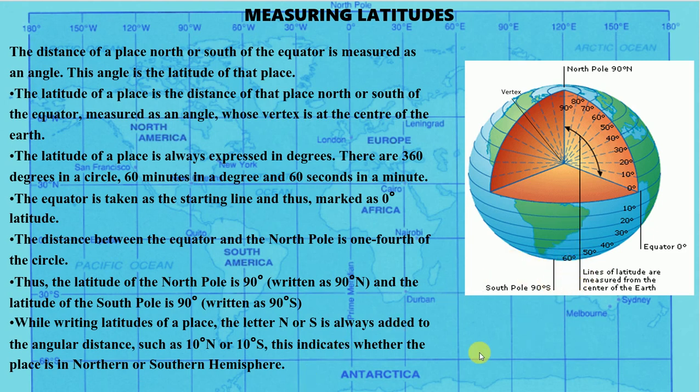Okay, while writing the latitude of a place, the letter N or S is always added to the angular distance. If we are writing 10 degree to the north of the equator, we have to write it as 10 degree north. And if we are indicating 10 degree to the south of the equator, we have to write 10 degree south, 10 degree S. This indicates whether the place is in the northern hemisphere or the southern hemisphere.